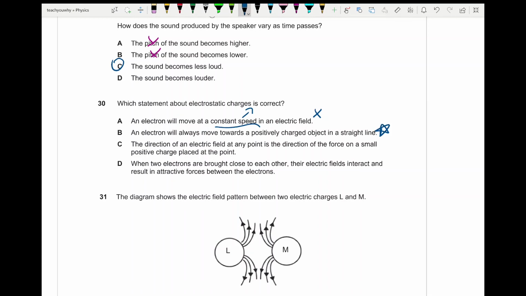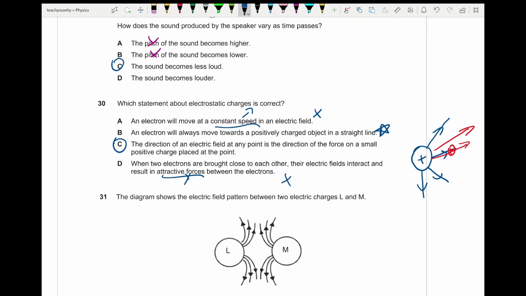The direction of the electric field at any point is the direction of the force on a small positive charge at that point. Basically what they are trying to say is the definition of the field lines. So let's say I have a positive point charge. Yes, it will fly in the direction of the lines. So the answer should be B. Or should be C. When two electrons are brought close together, their electric fields interact and result in an attractive force. No, it doesn't attract. So D is wrong.